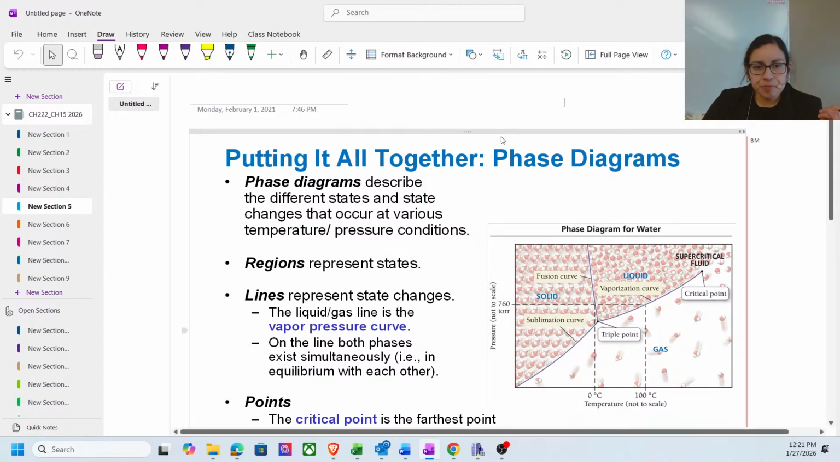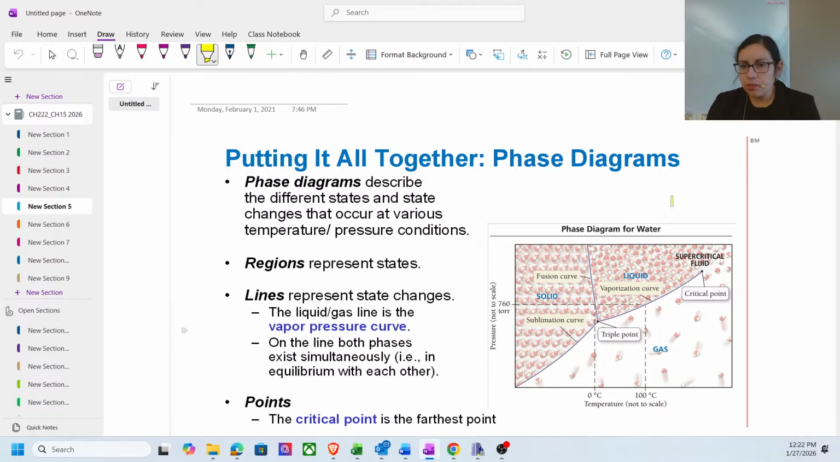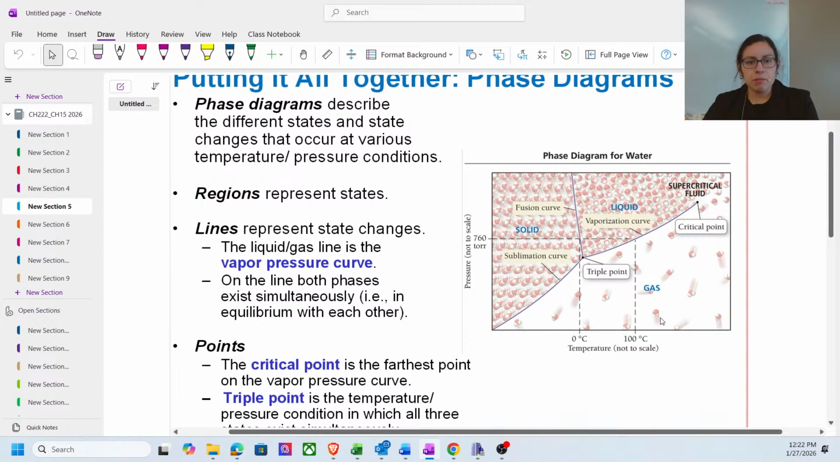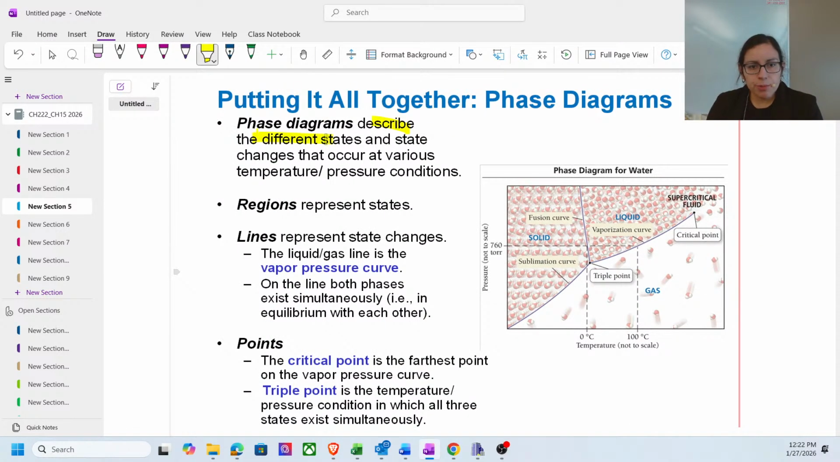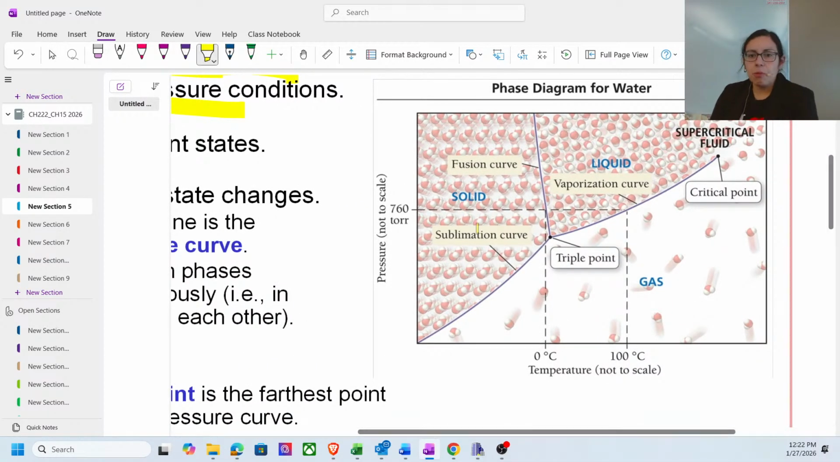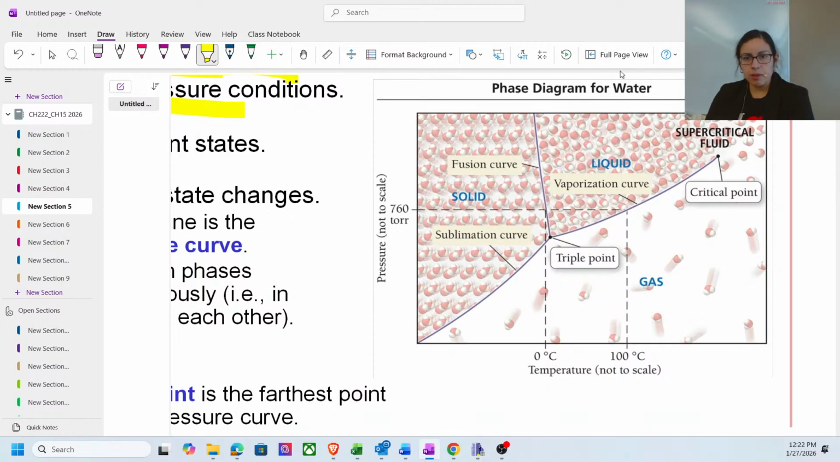All right. So other diagrams that we'll see in this chapter are this other set of phase diagrams. First we had our heating curves, but now our phase diagrams show something different. Our phase diagrams describe our different states and state changes that occur at various temperature and pressure conditions. So, okay, let's look at what that means. We're looking at water once again, but we could find a phase diagram for any substance.